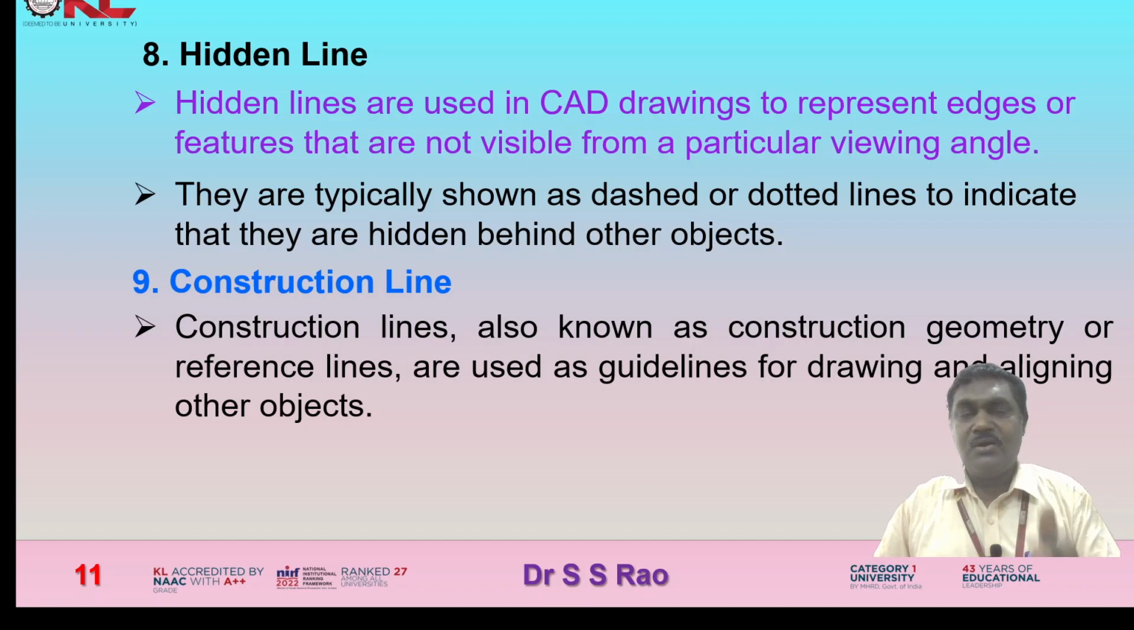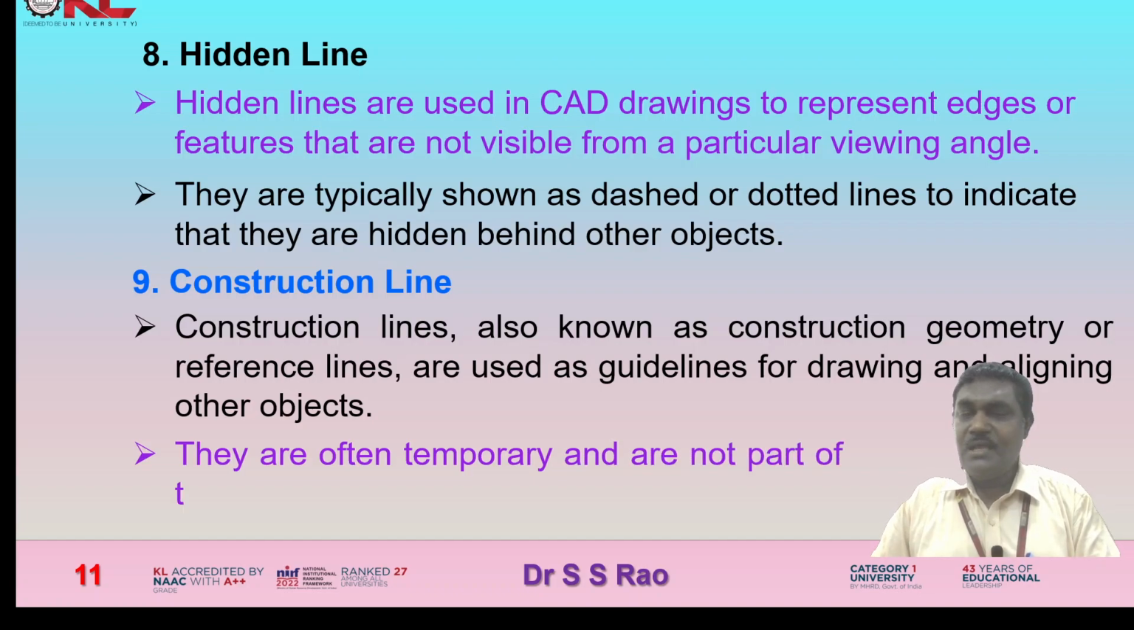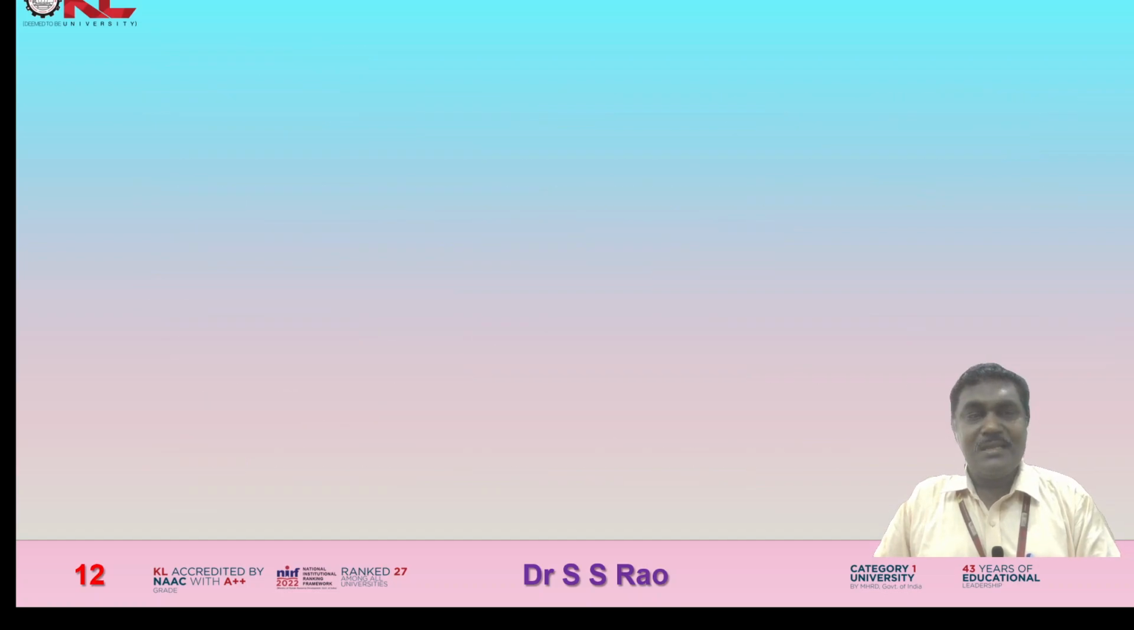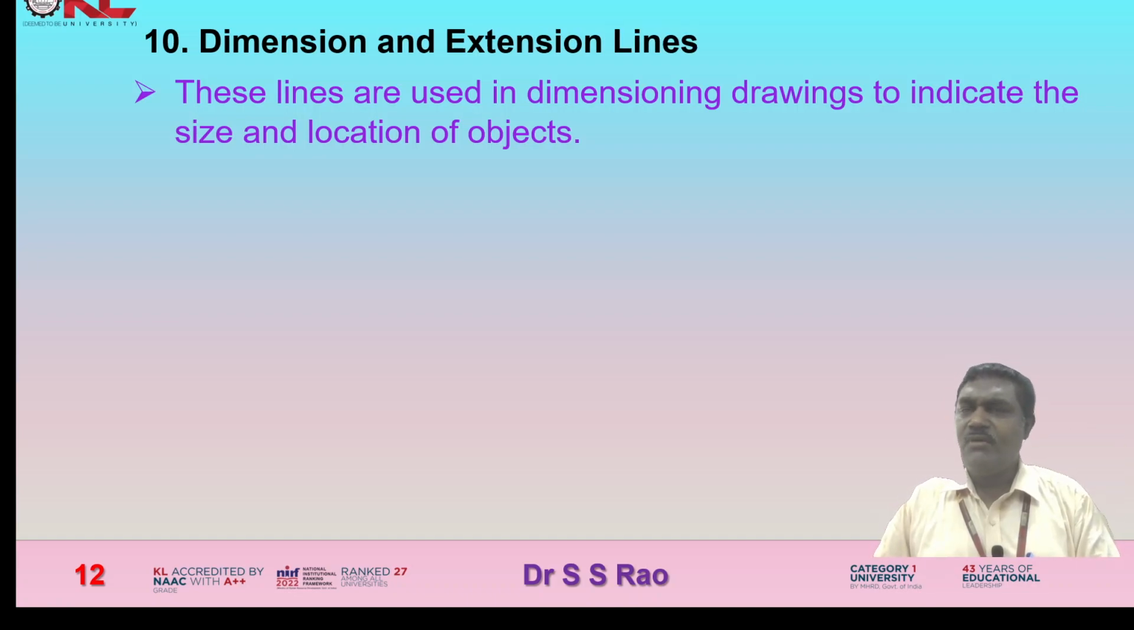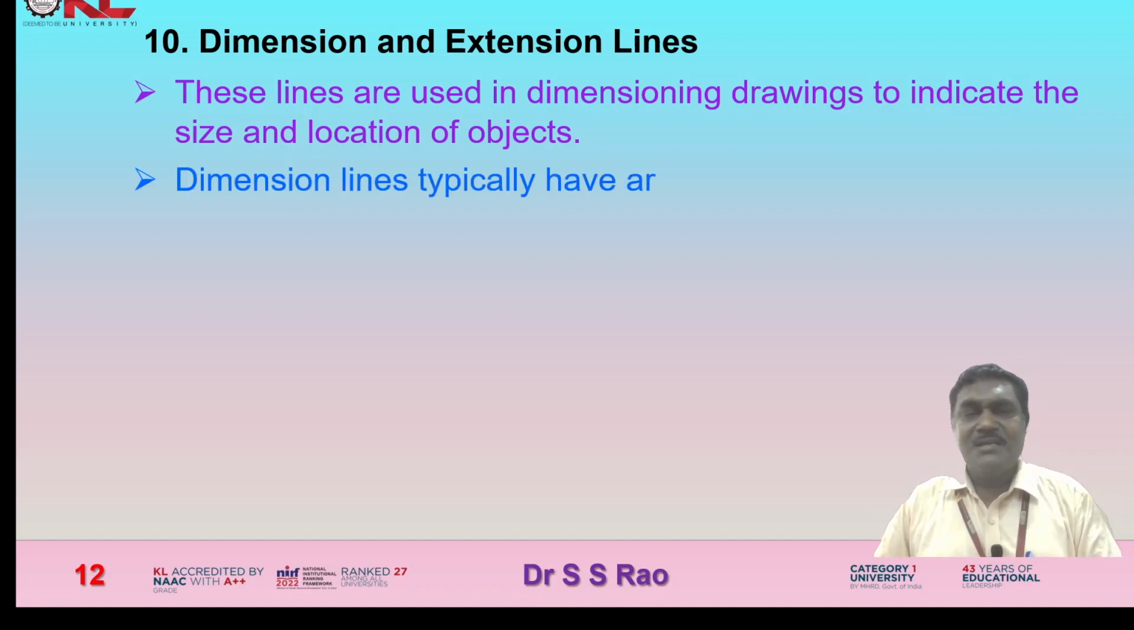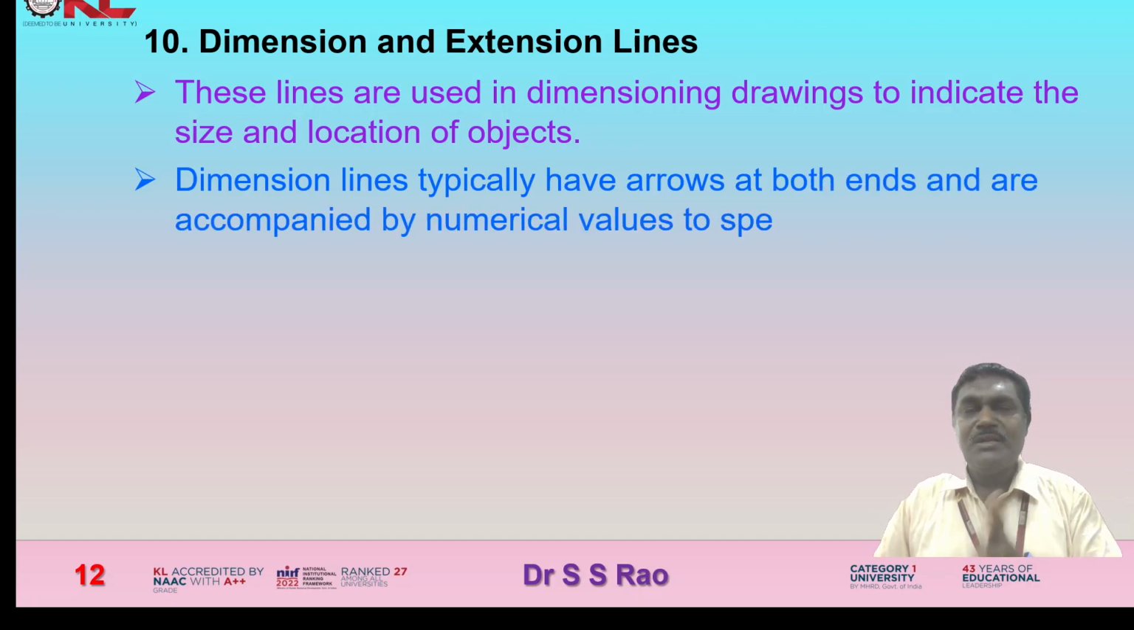Next, construction lines. Construction lines, also known as construction geometry or reference lines, are used as guidelines for drawing and aligning other objects. They are often temporary and are not part of the final design but assist in its creation. The tenth is the dimension and extension lines. These lines are used in dimensioning drawings to indicate the size and location of objects. Dimension lines typically have arrows at both ends and are accompanied by numerical values to specify measurements.